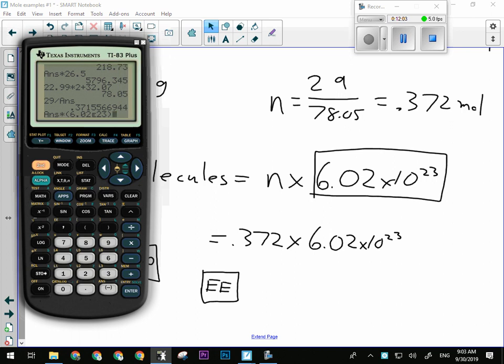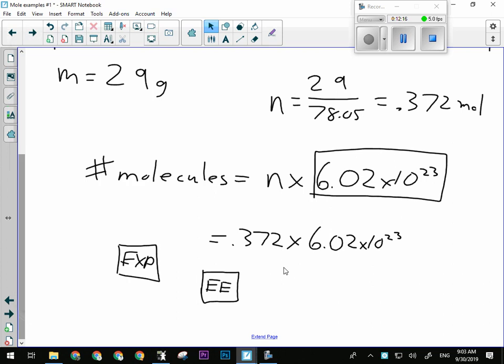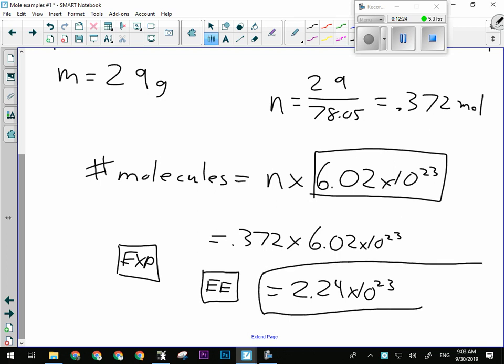Okay, so when I punch that in, this is what I get: 2.24, we'll have to round, 2.24 times 10 to the 23. So there's my answer, and my units are molecules. So there's just one extra step.